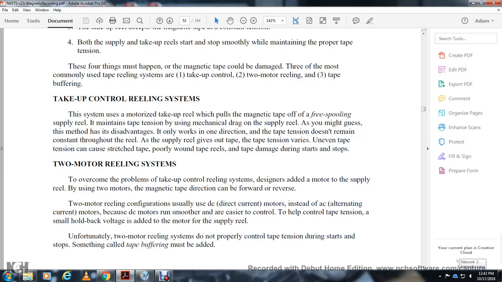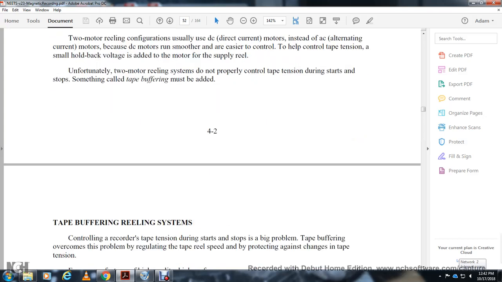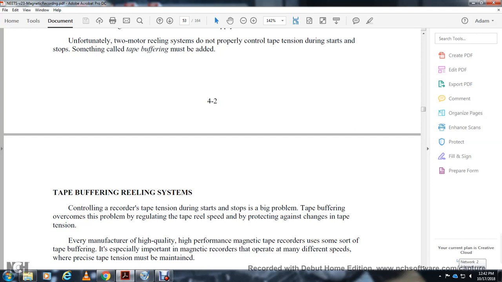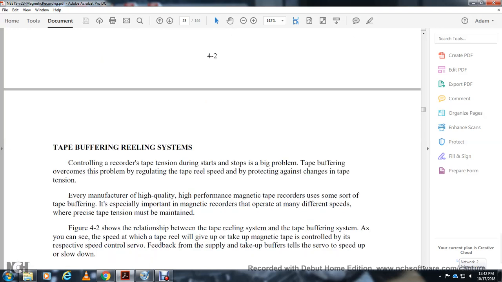Sometimes tape buffering must be added. Tape buffering reeling controls the tape tension during stop and start. It overcomes the problem of regulating the tape reel speed while protecting against changes of tape tension. Every manufacturer of high quality performance magnetic tape recorders uses some sort of tape buffering, especially important with magnetic recorders that operate at many different speeds, when precise tape tension must be maintained.